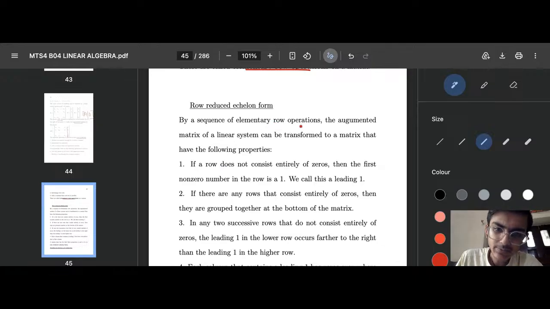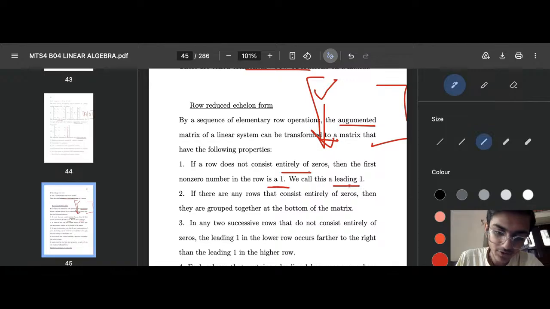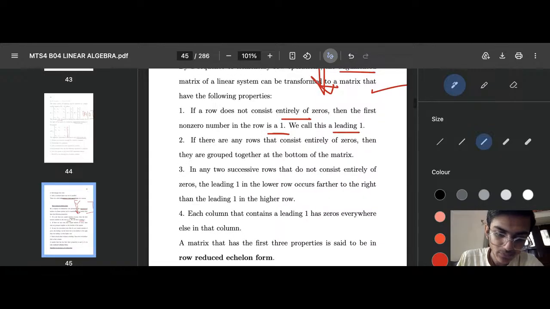By a sequence of elementary row operations, the augmented matrix can be transformed to a matrix which has the following properties. If a row does not consist entirely of 0, then the first non-zero number in this row will be 1, and we'll call it the leading one. Suppose we have a row, and here we have some element which is non-zero, and here all elements are 0. This particular element is called the leading one or pivot. These are called pivot elements.